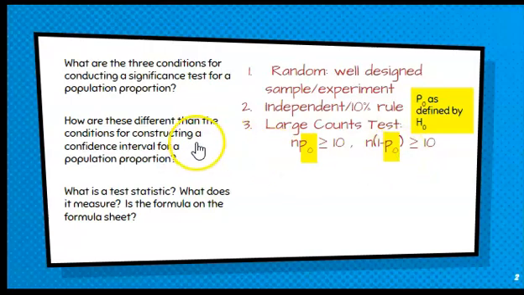Now, how are these different than the conditions for constructing a confidence interval? This is where it's different. In a confidence interval, we don't know what p naught is. All we have is the sample proportion, or p hat. So this is the big difference right here.